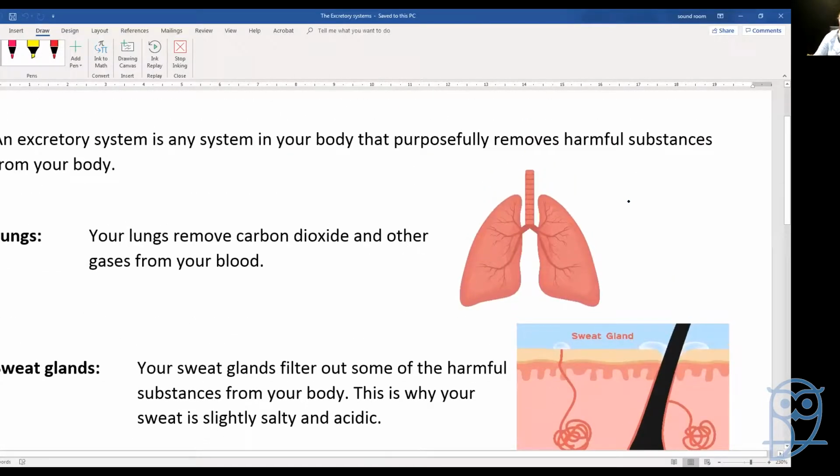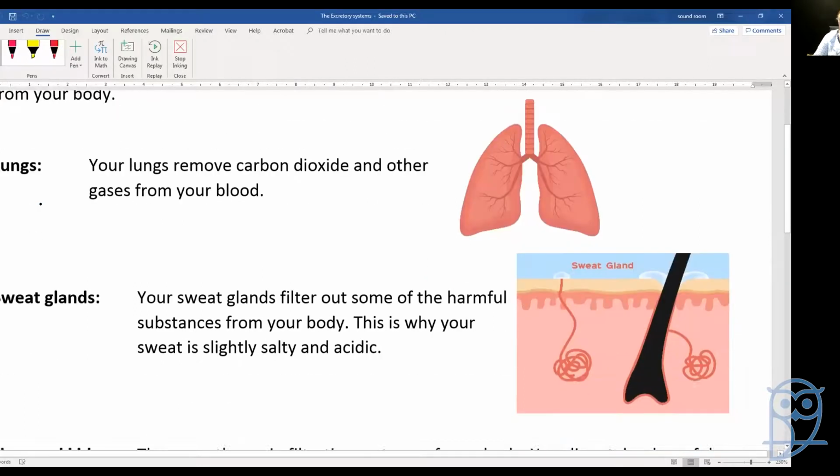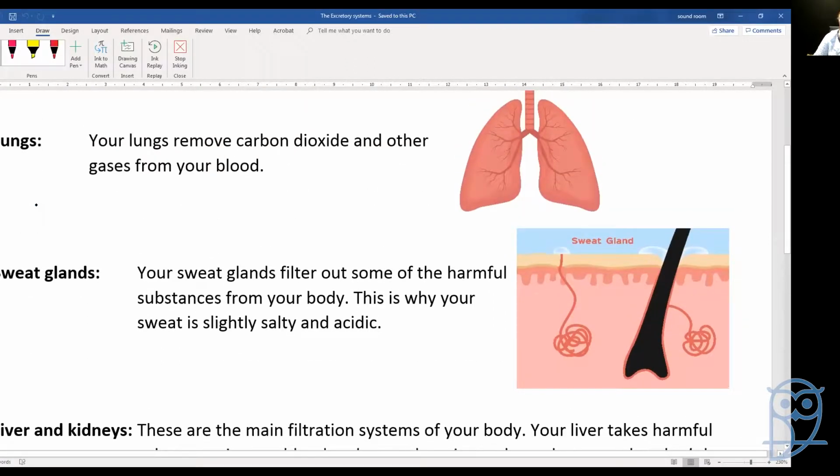So the first one is your lungs. Your lungs remove carbon dioxide and other harmful gases from your blood. That's what your lungs do. So that makes it an excretory organ. And this has come up in questions in exams before about the lungs. So yeah. Then the next excretory organ system that we get is your sweat glands.